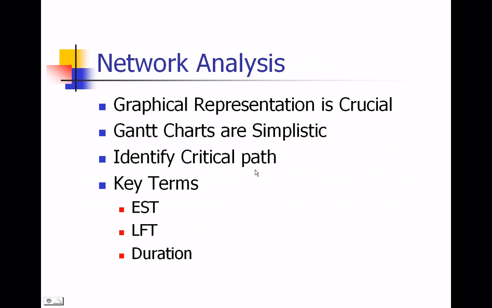We'll start getting to something called network analysis. So this is where we use diagrams because it's much clearer. Gantt charts are great, but they're quite simplistic and they don't let you see the critical path. So that's one of the most important things as a project, is to identify the critical path. So the key terms are EST, LFT and duration.